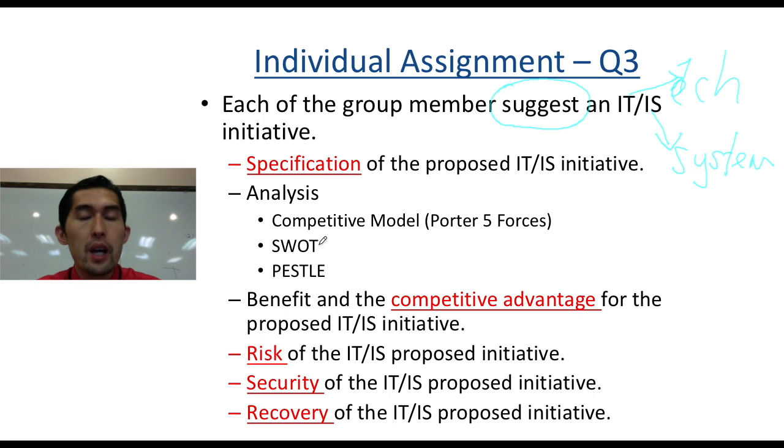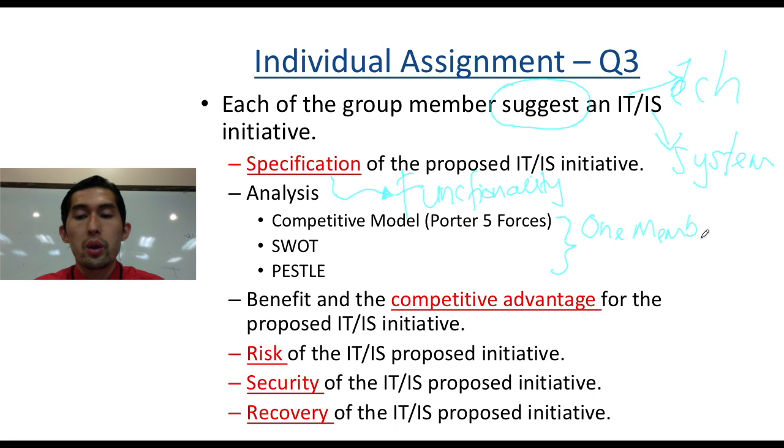When you're specifying it here, it's pretty much explaining how your technology works. If you remember the functionality, the functions of your information system from the group part earlier, this is going to be similar here. After you're done with the specification, you then move on to analysis. Again, you will see the same analysis which I've written down in these slides: the competitive model, which is Porter's 5 forces, SWOT, and also PESTEL. The only difference now is that each of you will have to choose one. The analysis is to be applied onto the solution that you have identified.